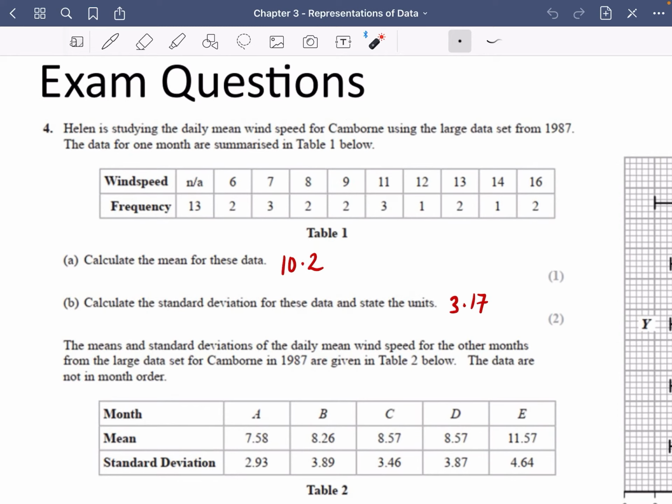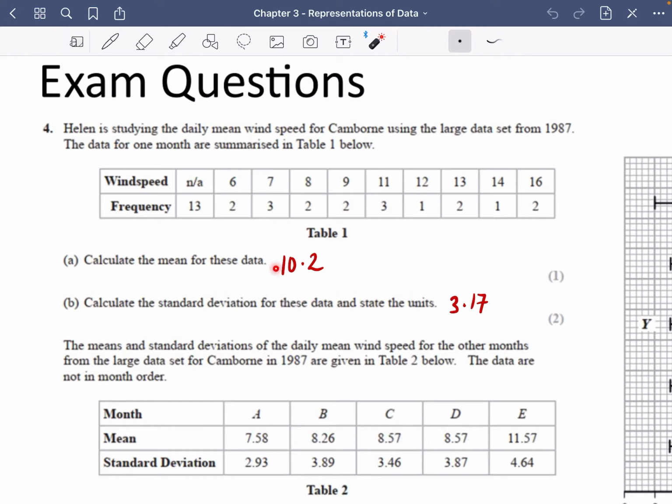Okay, so we're going to finish off chapter 3 with some exam questions that really pull together everything that we've learned about in statistics so far. Two of them are large data set questions, and one of them is a non-large data set question. This one says that Helen is studying the daily mean wind speed for Camborne using the large data set from 1987. The data for 1 month are summarized in table 1 below, so we don't know which month this is. Calculate the mean for these data.